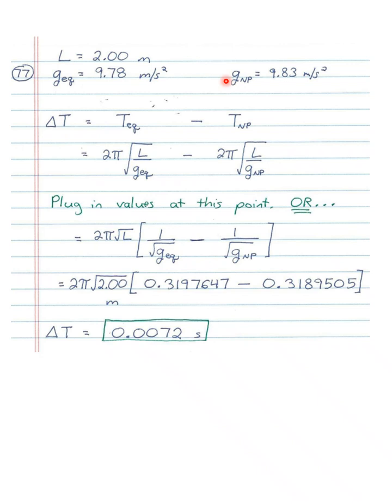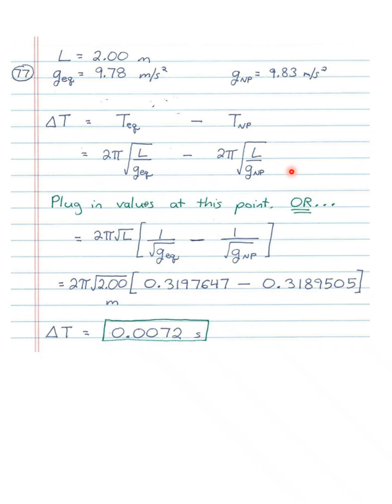So to approach this problem, let's think about first what it's asking. Find the difference between the periods. So I'll set it up this way. Delta T is T at the equator minus T at the North Pole. And then let's use the equation for periods. So 2 pi times the square root of L over g at the equator minus 2 pi times the square root of L over g at the North Pole.